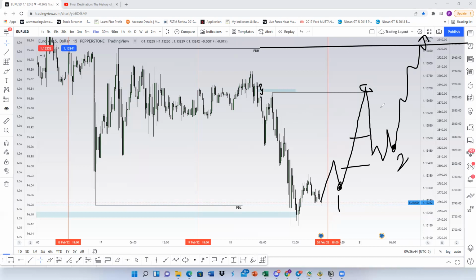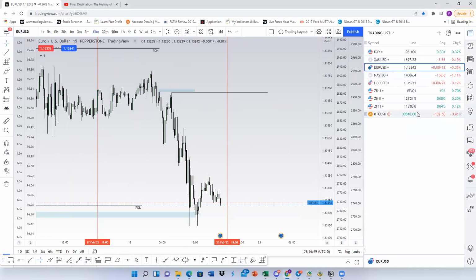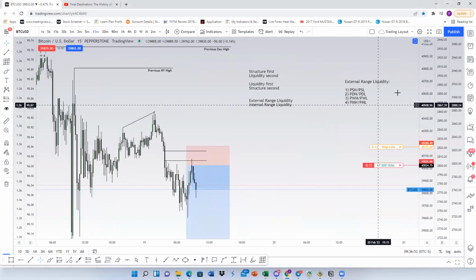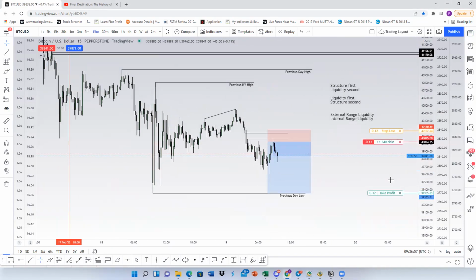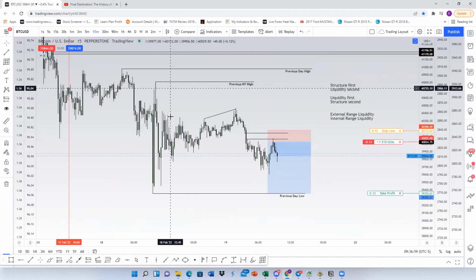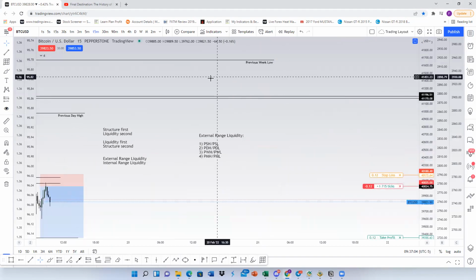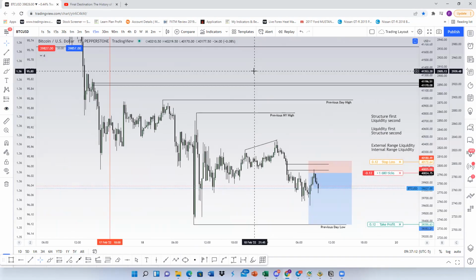Okay, so it's all about real liquidity. Now again, if we go back to Bitcoin, here I said structure first, liquidity second. Over here, structure first. Why? We took out previous week's low. That was liquidity, right? But does it go higher? No. So liquidity first, structure second doesn't work, because structure does not support the bullishness that we're looking for once price takes out a low.